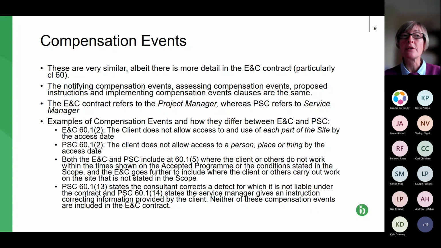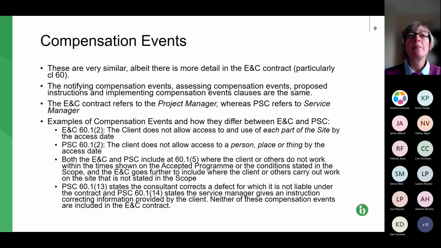So it's slightly different in the professional services contract. It's where the client does not allow access to a person, place or thing by the access date. So again, the consultant is not going to ever get access as such to the site. So that's the reason for those amendments.